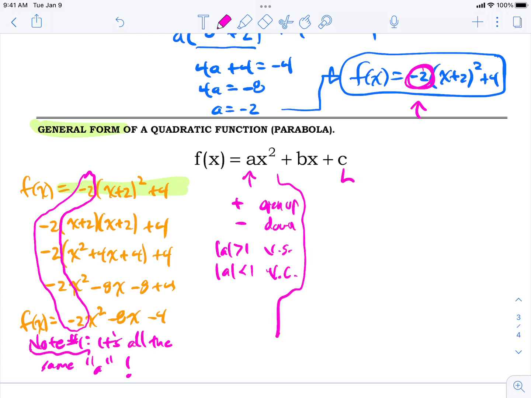Okay, big note number 2 right here. It's not that big, but this one's big. It's kind of big. So anyway, note number 2. What's that? That is the y-intercept.